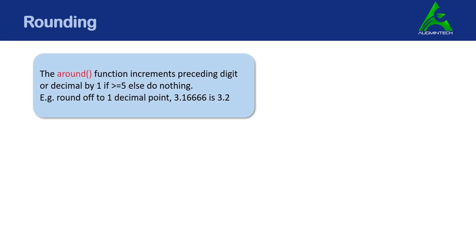Now let's see what is rounding. So the round function increments preceding digit or decimal by 1 if it is greater than or equal to 5, else it will do nothing. For example, rounding off to 1 decimal point when the number is 3.16666, it will round off to 3.2. And there we go. You can pass the numbers to np.round function and it will do the rounding off.